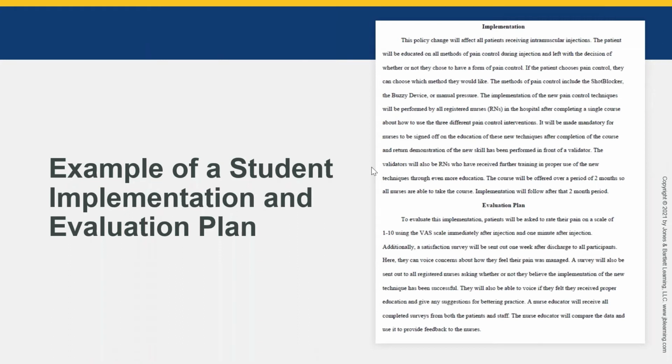And so here's an example of a student's plan they are going to implement, and they wrote a paragraph about it. This goes back to the 3 different pain controls for the injection sites. And then they formulate an evaluation plan. These students have decided, for example, that they'll do the VAS scale to be sure that people are having lower pain ratings, and they also are going to do a satisfaction survey. So that's a nice plan for them.